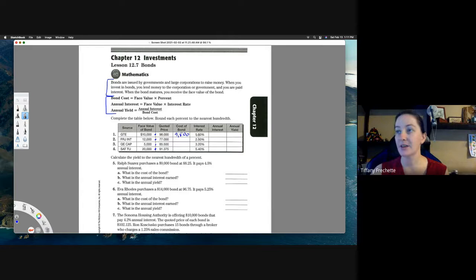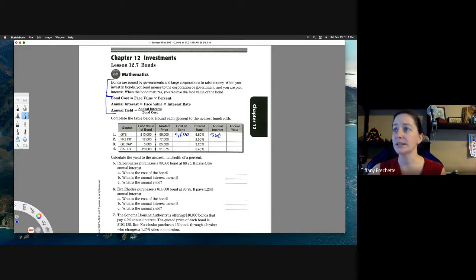The next column here, they give us the interest rate, which is perfect. So if we want the annual interest, we take the face value, which they gave us, and we multiply by the interest rate. So pretty easy. Face value, 10,000 times 5.6%. So we get $560. So that's our annual interest that we're going to get.